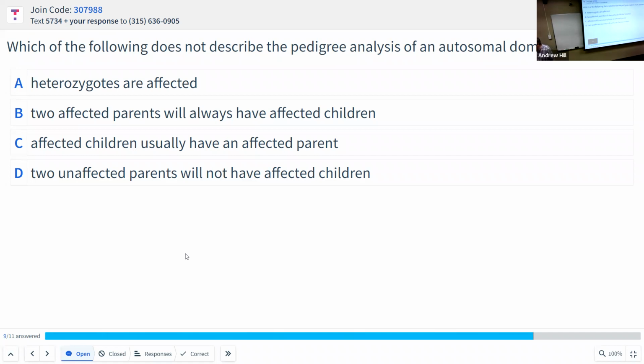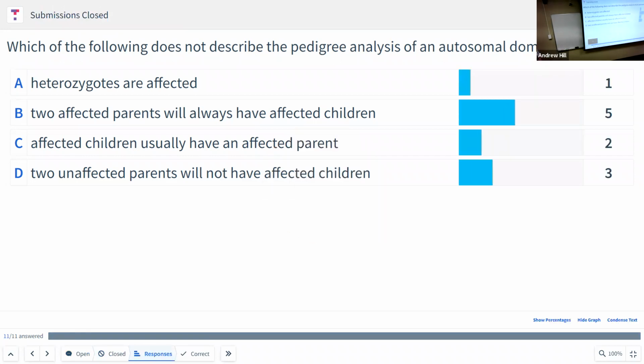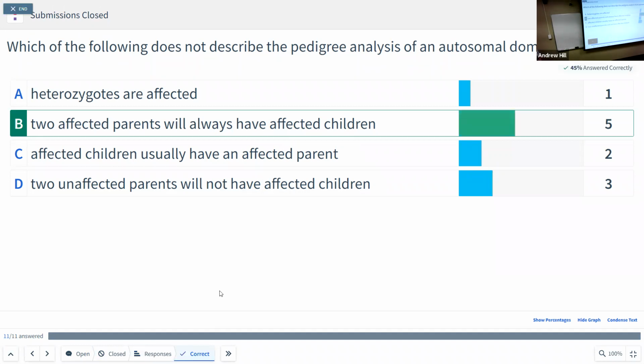Okay, so there's the answer. Let's go ahead and take a look. Take a look at the responses first. Okay, we're kind of all over the place. So this is the correct one. Let's take a look at this because obviously people are pretty scattered on this one.